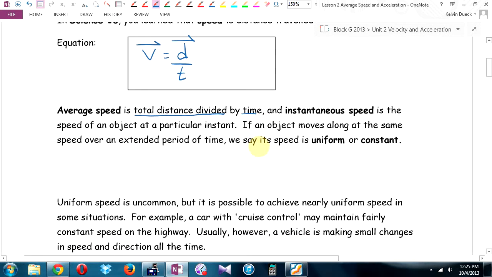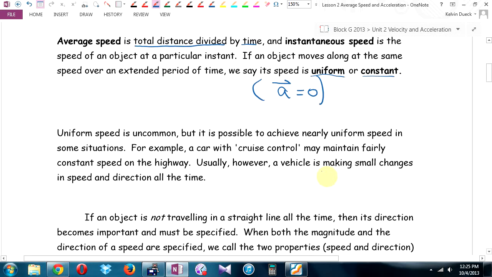Some terminology. If an object moves along at the same speed over an extended period of time, we say that its speed is uniform or constant. What we're really saying is this. What did the letter A stand for last year? Acceleration. Boring. But we'll start out looking at it, and then we'll build from there. You spend like 3 weeks in Science 10 looking at uniform speed. Boring.